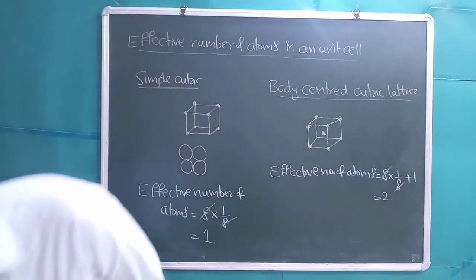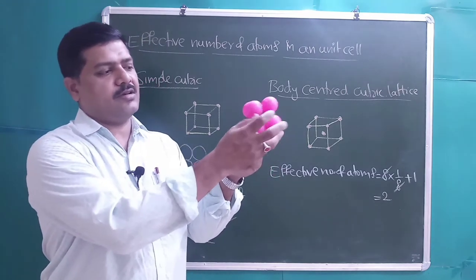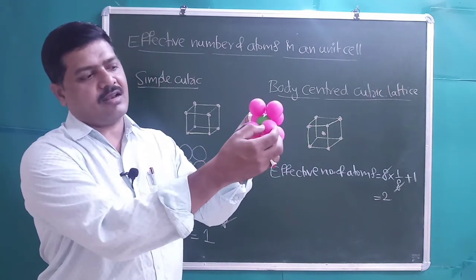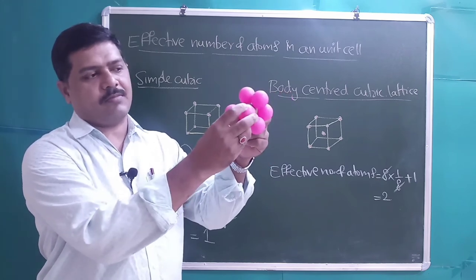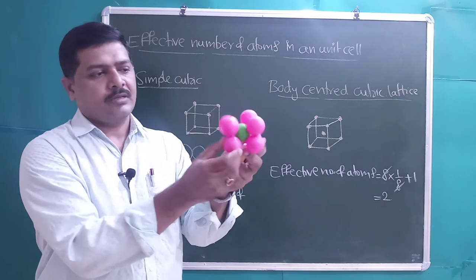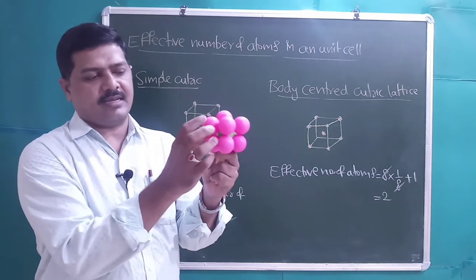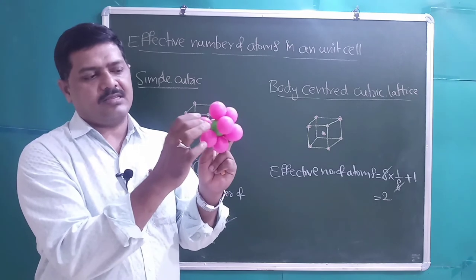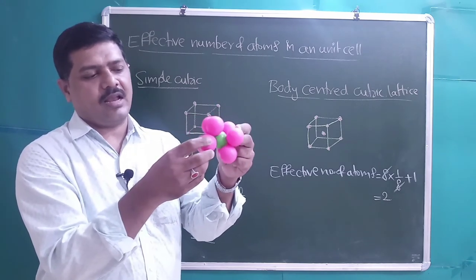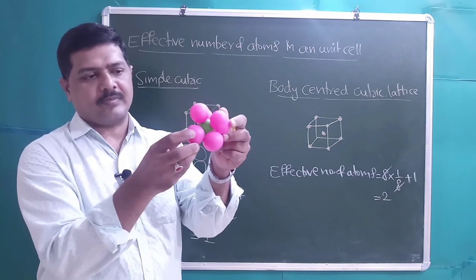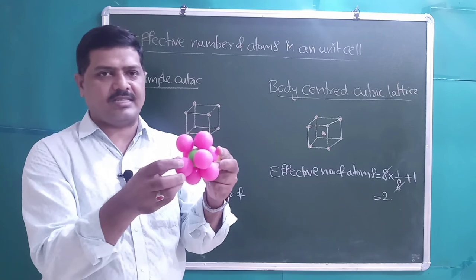So this is a model for the BCC, students. Atoms are touching along the body diagonal. The line joining one corner to the opposite corner is called a body diagonal, right? 8 pink color balls are present at the corners. The body center is occupied by a green color ball, right? These are touching along the body diagonal. Atoms are touching along the body diagonal in the BCC unit cell, right?